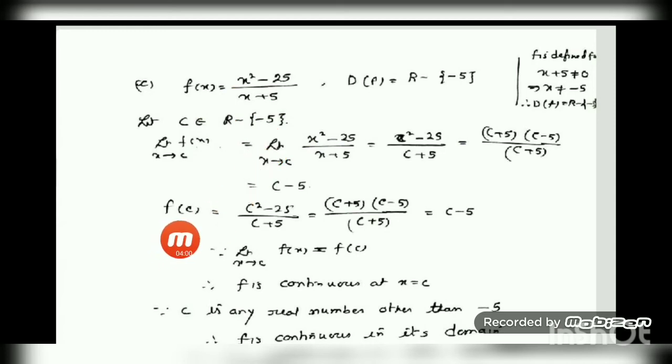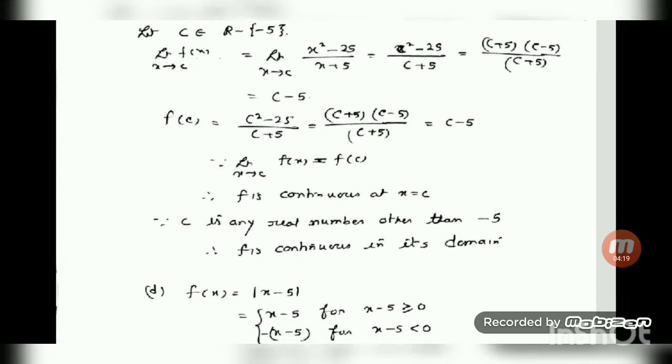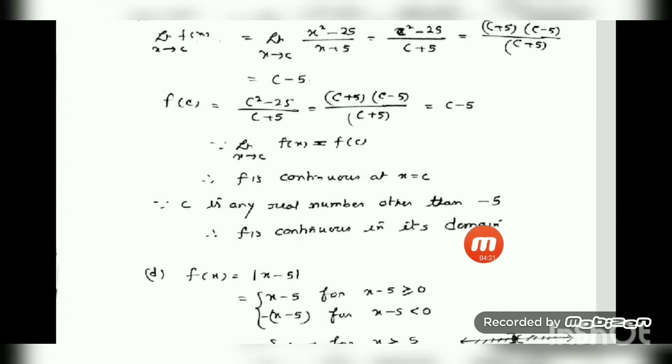Let us find out f(c). f(c) is equal to what? c square minus 25 by c plus 5. Doing the calculation the same way, we have got c minus 5. So here you see the limit value and the function value are equal. That means f is continuous at the point x equal to c. Now you see, c is any real number other than minus 5, and since it is continuous for that particular c, we can give the conclusion that f is continuous in its domain.